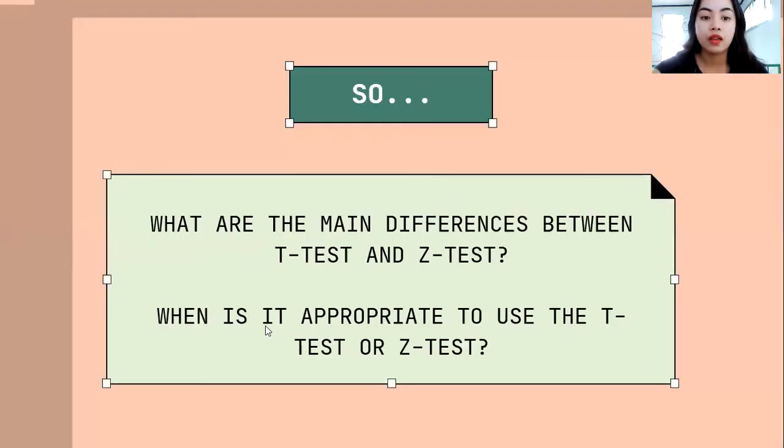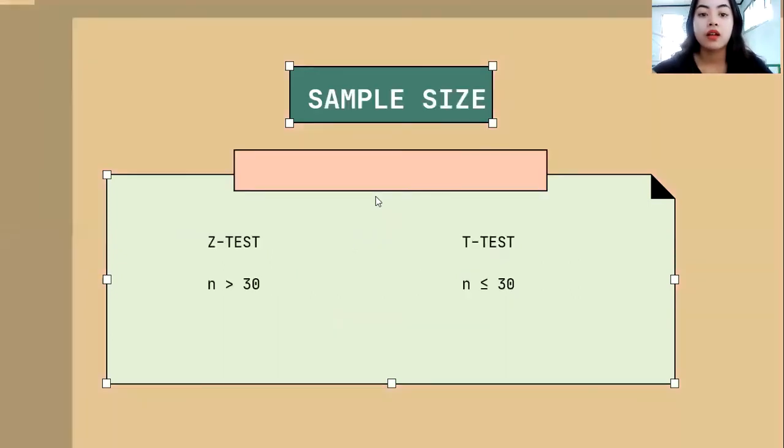Let's start. So, what are the main differences between using the z-test and the t-test? And when is it appropriate to use the t-test or the z-test? Okay, starting with the sample size. If your sample size is greater than 30, you need to use the z-test. Meanwhile, if your sample is equal to or less than 30, you need to use the t-test.